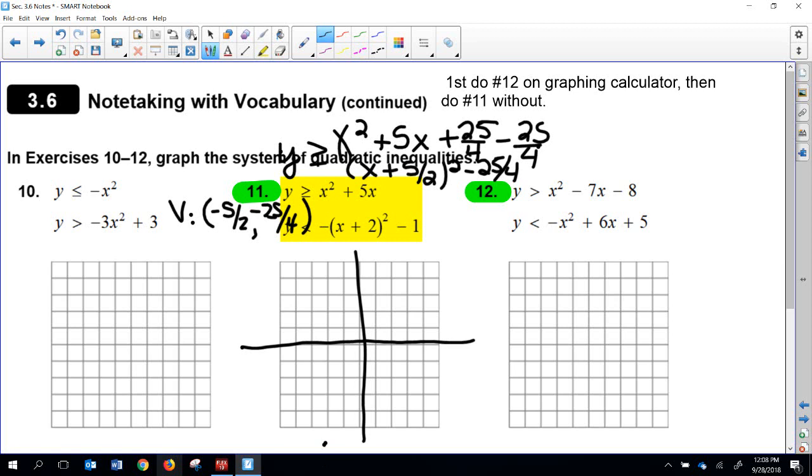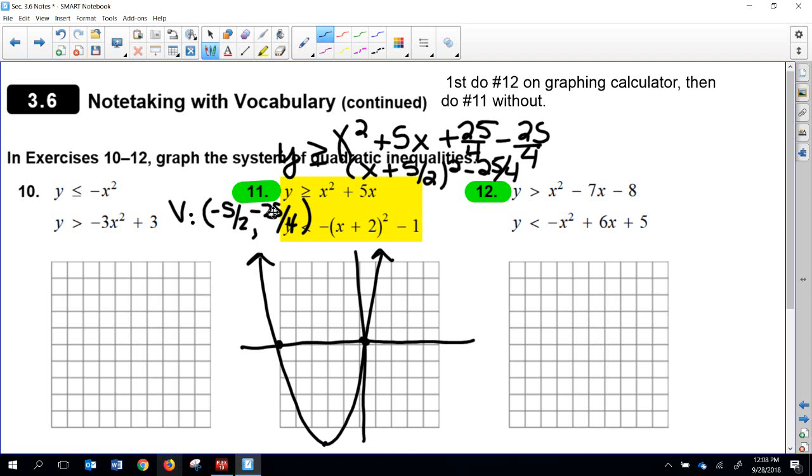Now I'm going to have to plug in a point. An easy point to plug in would be 0. If I plug 0 back into that function, what do I get? 0. So 0, 0 is a point. I went over 2.5 that way, so now I can go over 2.5 this way, and I'm also going to get 0. My parabola is going to be solid. Okay, so there's my first one.